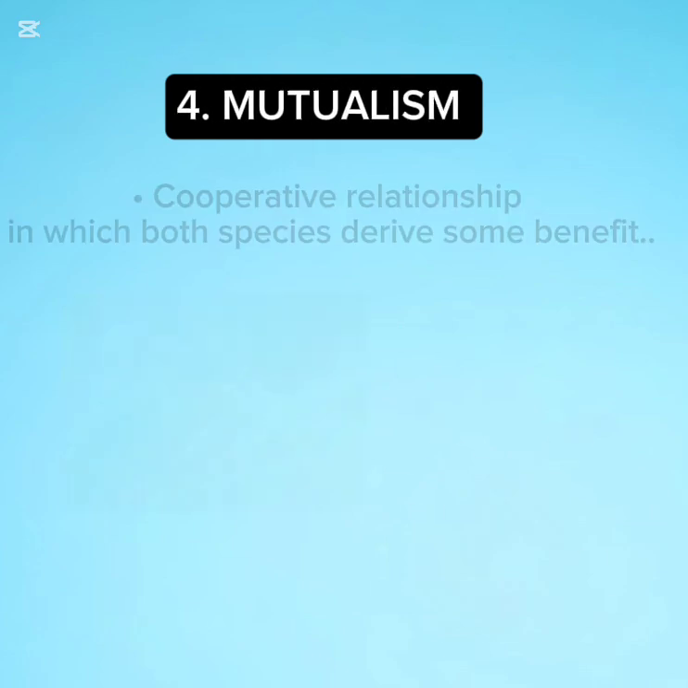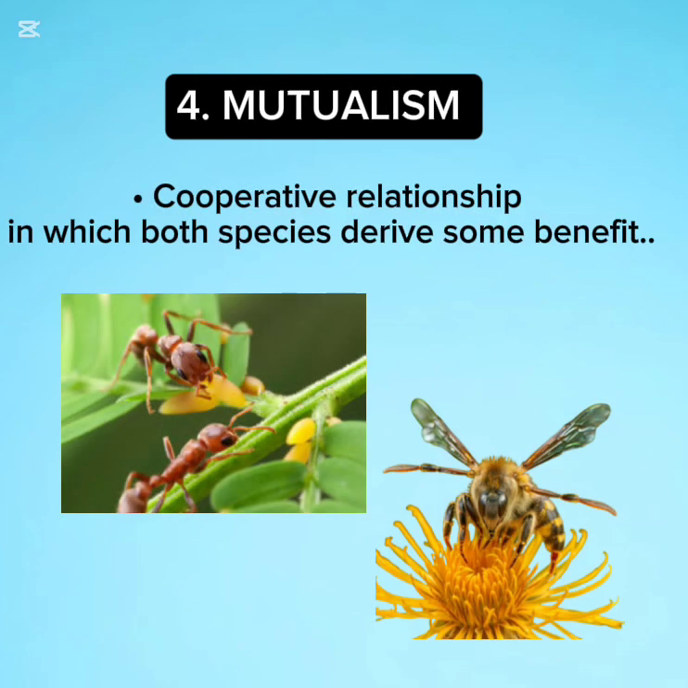Mutualism, a relationship where both species benefit. Think of a bee and a flower. The bee gets nectar, which is its food, while the flower gets pollinated, which helps it reproduce.